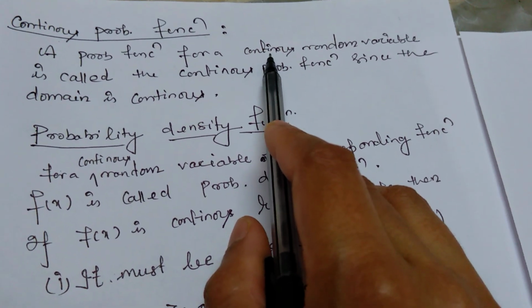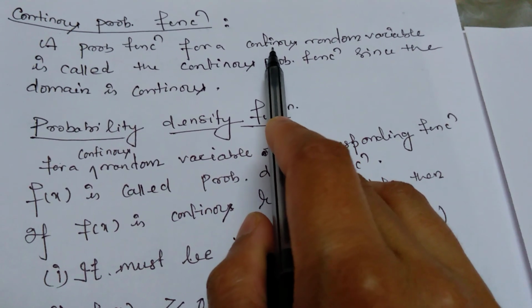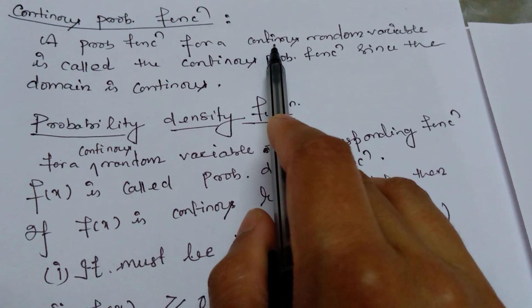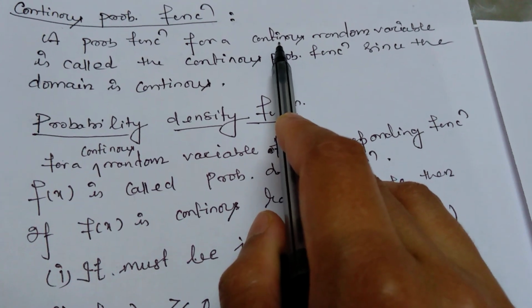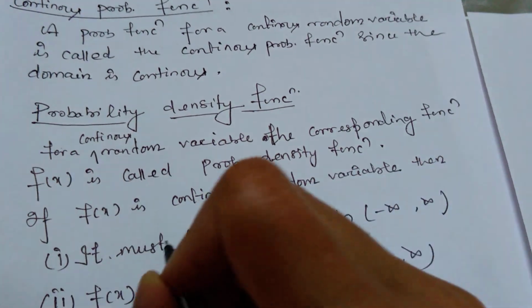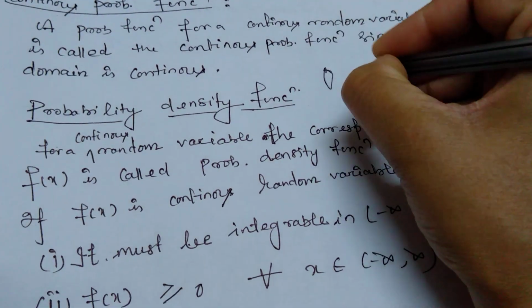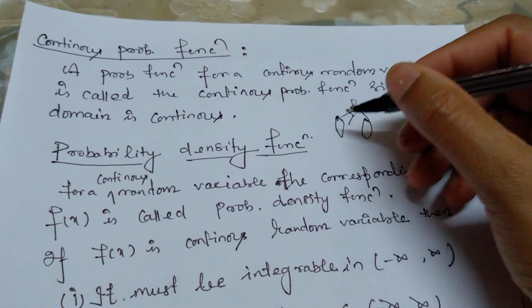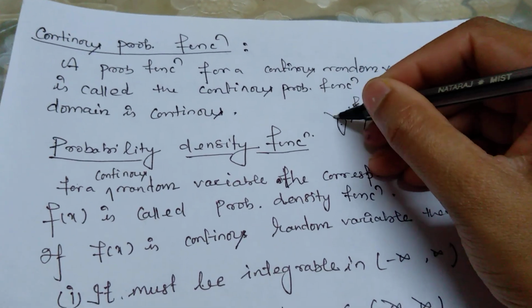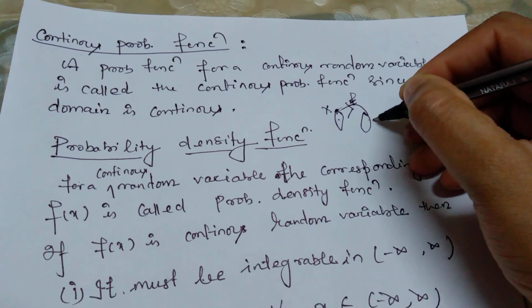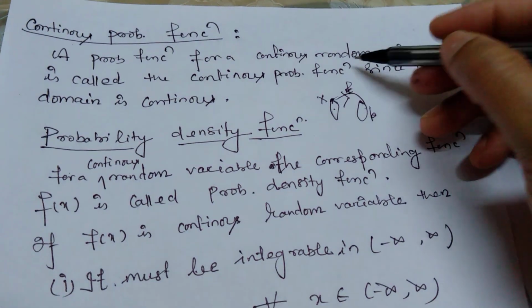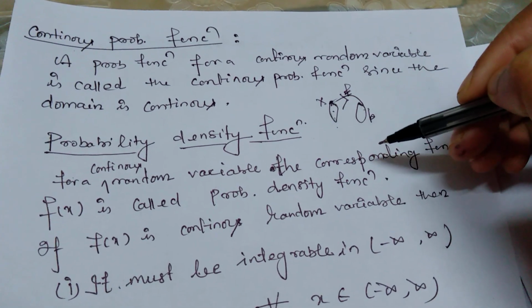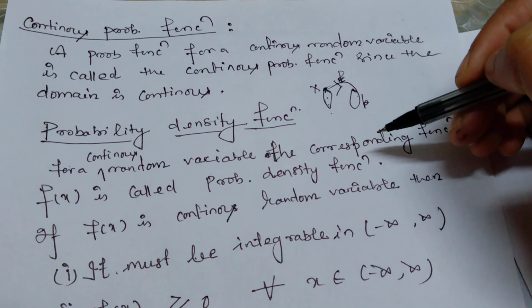is a function that is defined when the domain is the random variable set and it must be a continuous set. Then the mapping from the domain, this is the function, and this function is defined from the set of random variables to their respective probabilities. So if the random variable set is continuous, then the probability function is called a continuous probability function.